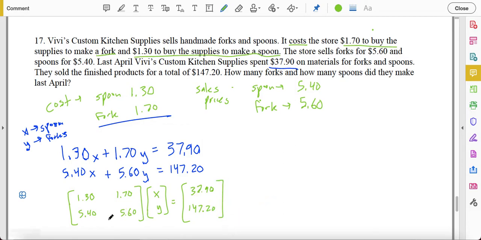And now we can set this up. This is matrix A, this is matrix C, that's matrix X. Multiply both sides by the inverse of A to get X by itself. So we're going to plug this in as matrix A, this is matrix C, and do A inverse C. So we need a 2 by 2 and a 2 by 1. Let's go set it up.